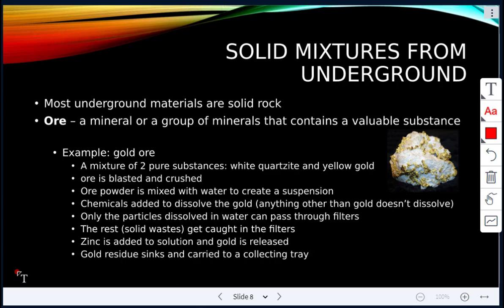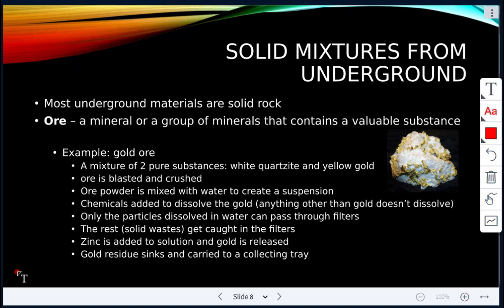So the ore is blasted and crushed. The ore powder is then mixed with water to create a suspension. And then certain chemicals are added to dissolve the gold. And basically anything other than gold, it will not dissolve. So then it goes through filters. Only the particles dissolved in water can pass through the filters. The rest, which is solid waste, will get caught in the filters.